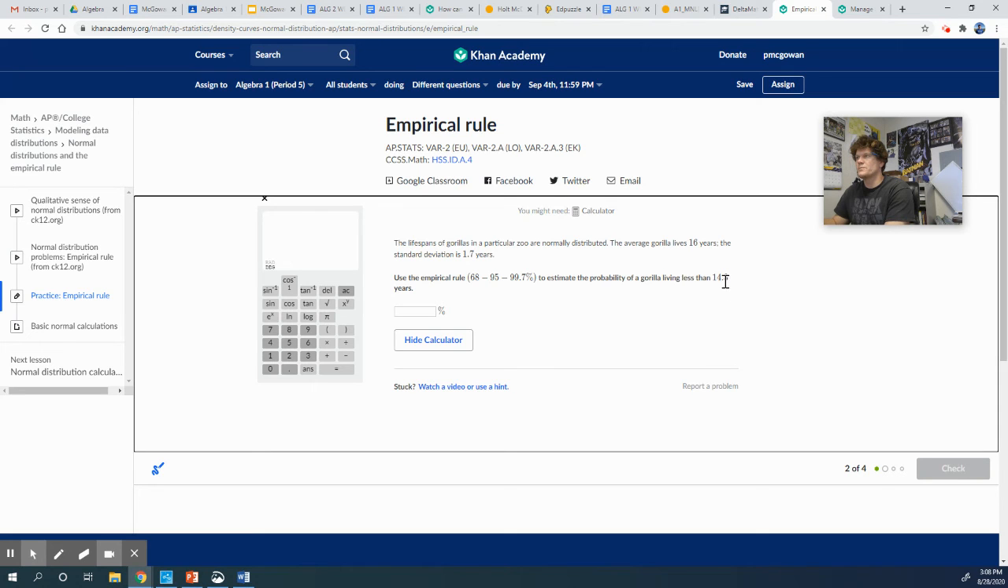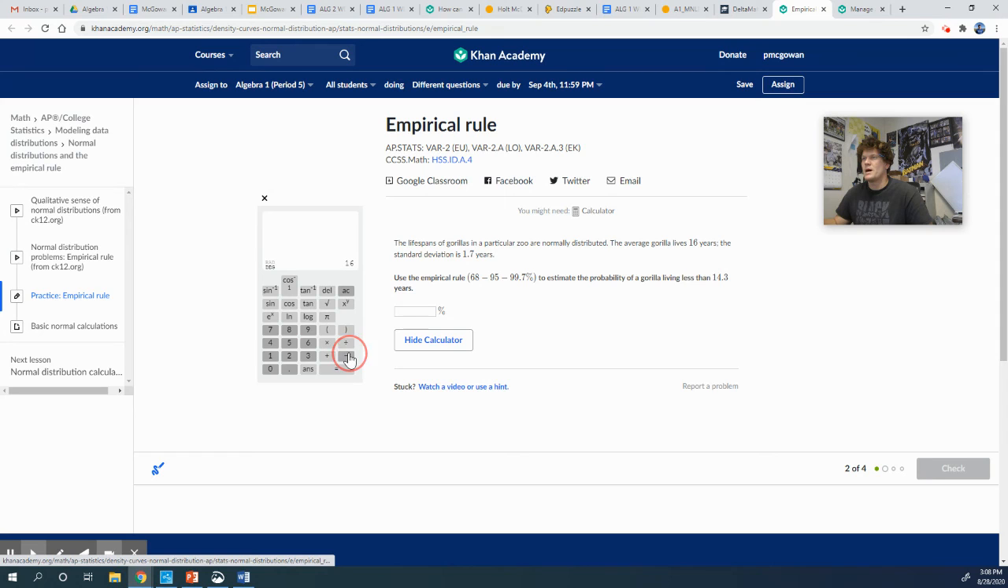How far away is 14.3 from our mean? So let's subtract it. We take 16 minus 14.3. I get 1.7, which is the standard deviation. So now I have to be less than 1 standard deviation away from the mean.